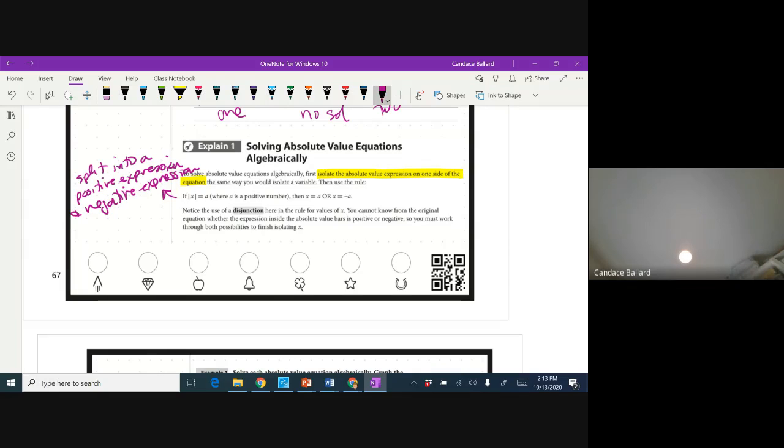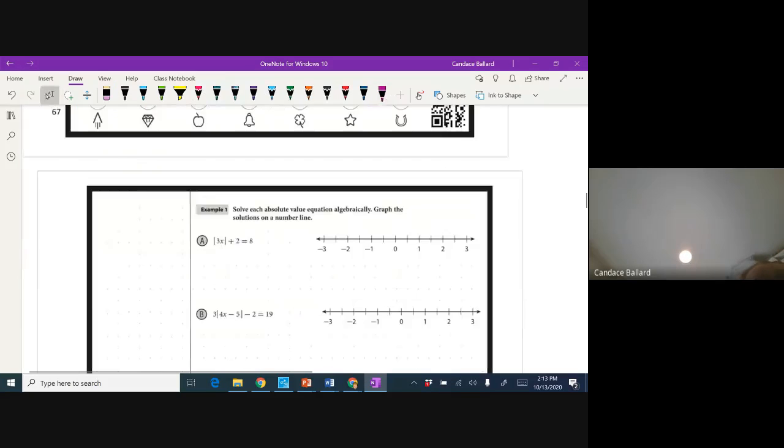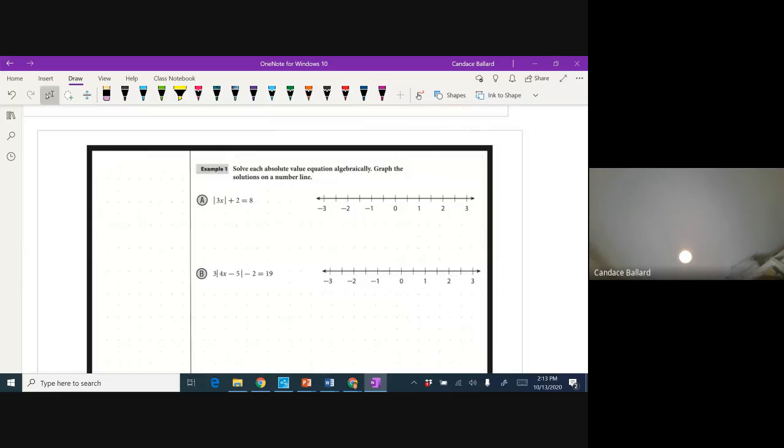So notice the use of the disjunction here in the rule for the values of x. You cannot know from the original equation whether the expression inside the absolute value bars is positive or negative, so you must work through both possibilities to finish isolating x. So I have to split it into the two because I don't know on the inside originally what that was, okay? So we're going to try some of these. We're going to literally plot dots on a graph for our answers, okay? That's all there is to the graphing today. Dots on a number line, we can all handle that.